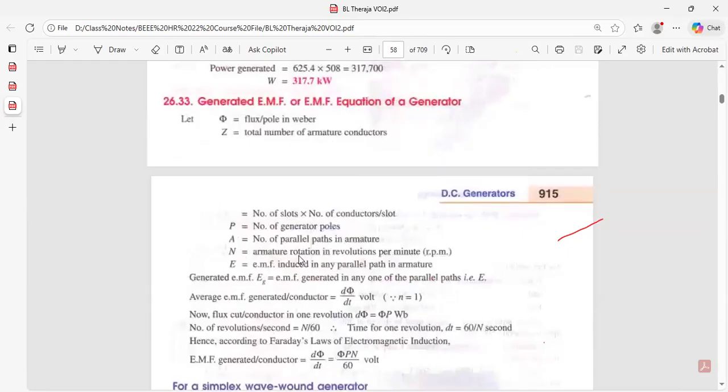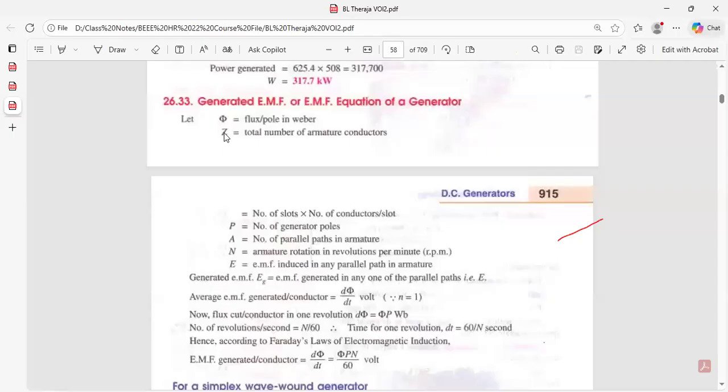And what is N? N is the speed of rotation of the armature, with how much speed the armature is rotating. N is in revolutions per minute, RPM. And E is the voltage developed in the armature. See these parameters. If you're hanged out, you can ask me. Phi is the flux in the poles, and P is the number of poles.